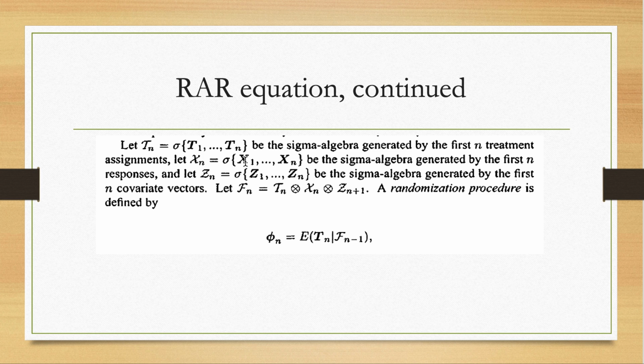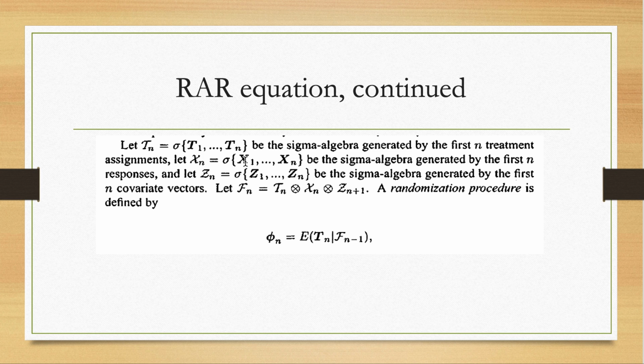And so let's let T_n = sigma(T_1, ..., T_n) be the sigma algebra generated by the first n treatment assignments. Let X_n = sigma(X_1, ..., X_n) be the sigma algebra generated by the first n responses, and let Z_n = sigma(Z_1, ..., Z_n) be the sigma algebra generated by the first n covariate vectors. Let F_n equal T_n times X_n times Z_n, times Z_{n+1}. So a randomization procedure is defined by the equation, and this is what I had pasted in the previous slide.